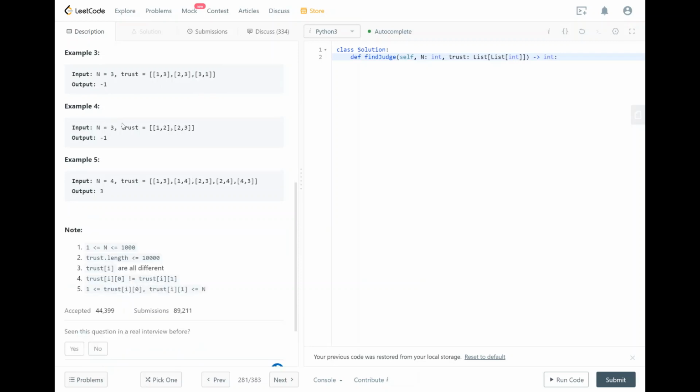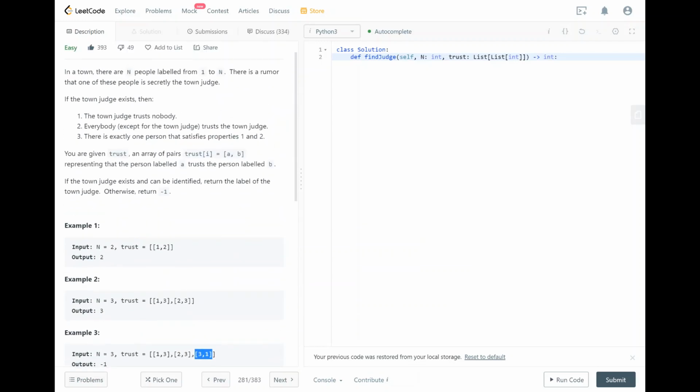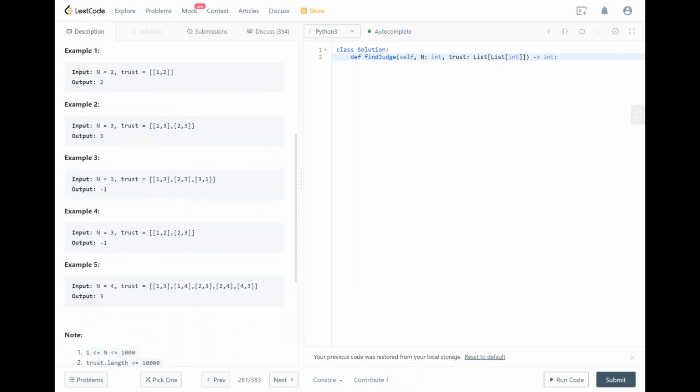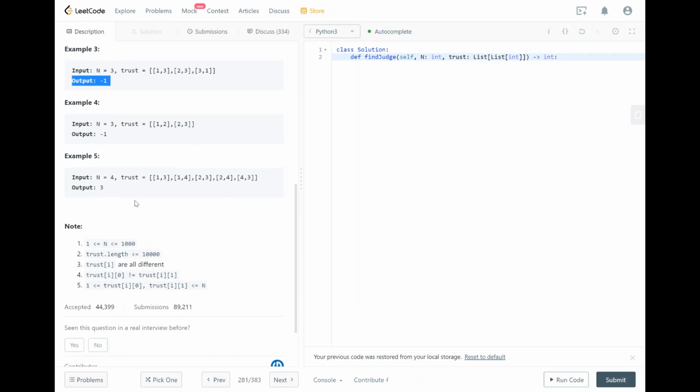In example number 3, we have another town that has 3 people in it. Person 1 trusts person 3. Person 2 trusts person 3. Normally, if just these were the case, then person 3 would be the judge. However, person 3 trusts person 1. When that happens, we're violating our first constraint. The town judge trusts nobody. Since person 3 trusts person 1, person 3 cannot be the town judge. And since person 1 and 2 are not even trusted, there actually is no town judge. That's why we output -1 in that case.